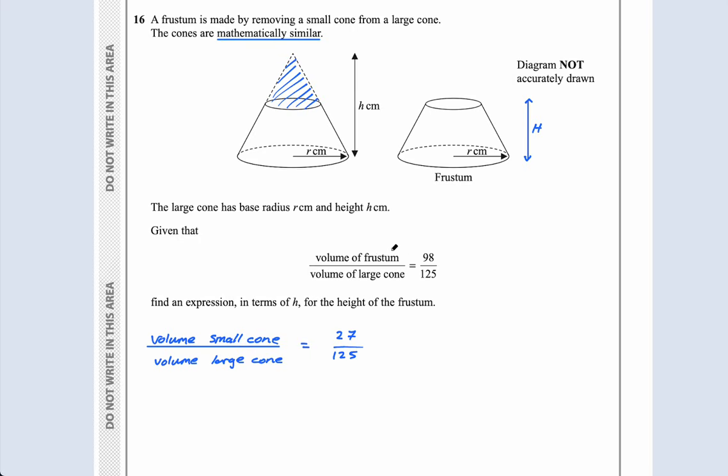Because look, if there's been a bit taken away, how much has been taken away? Well, 27, because 125 over 125, that's the full thing, the full cone. If I take away 27 over 125, if I take away 27 whatever of the volume, I get 98 over 125. So that means that the ratio of the small cone is 27 over 125. Okay, so hopefully that makes sense.